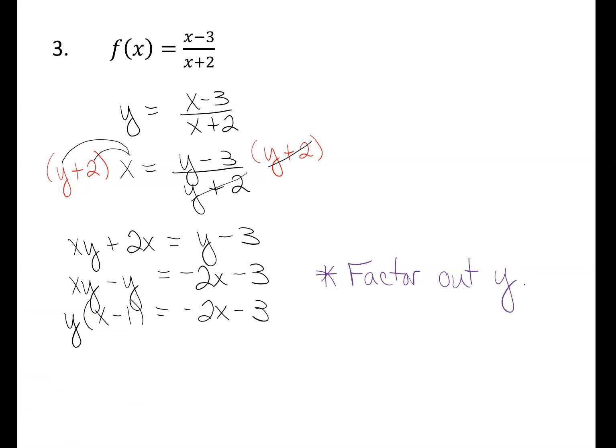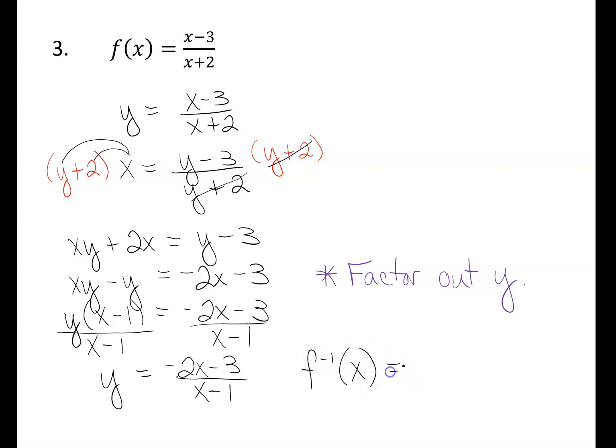So now to isolate the y, since it's multiplied by this whole thing, x minus 1, I'm going to divide by x minus 1. So now the y is by itself. And this fraction I have on the right side cannot simplify. It's just going to stay negative 2x minus 3 over x minus 1. Remember, I can't cancel because I've got the subtraction there. I can only cancel over multiplication. And then the last step is replace y with the notation f inverse of x.